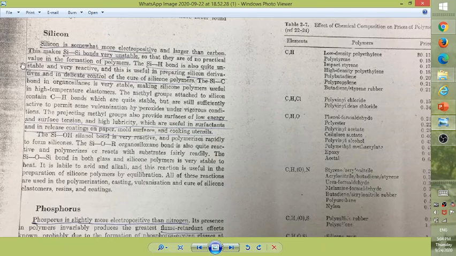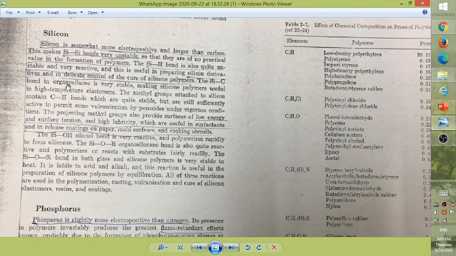and larger than carbon. This makes the Si-Si bond very unstable, so that there is no practical value in the formation of polymer. So the Si-Si bond is very unstable, therefore polymer cannot be formed from it. The Si-H bond is quite unstable also and very reactive, and this is useful in preparing silicon derivatives and in delicate control of the cure of silicon polymers. So silicon derivatives can be made by this bond, but it is still very difficult to control.